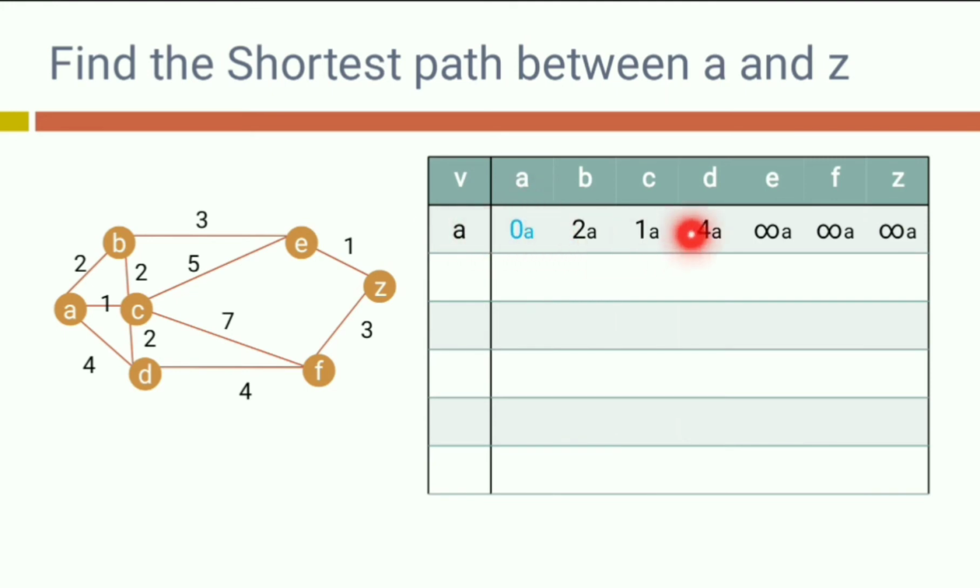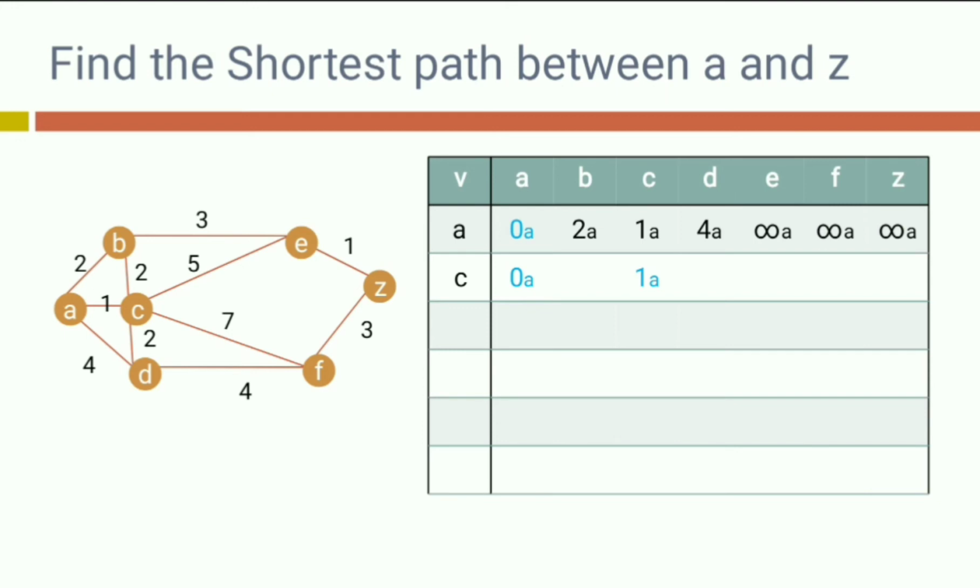Now among all these distances, what is the minimum distance? This is the minimum distance, 1. So we'll choose C as our next vertex in the path. Now we'll see the distance of all the vertices from C. A is already in our path, so we'll write 0A as it is. We have chosen the second vertex to be C, so we'll write 1A as it is. Next we have to see the distance of B from C.